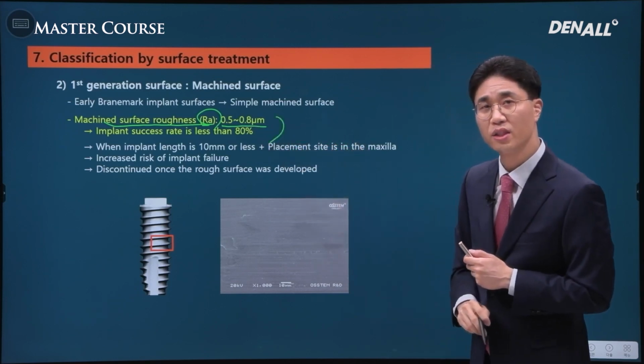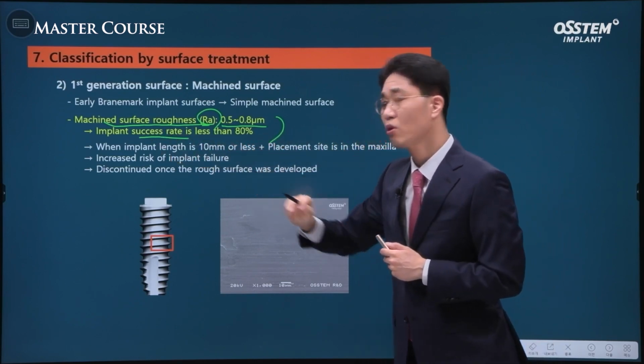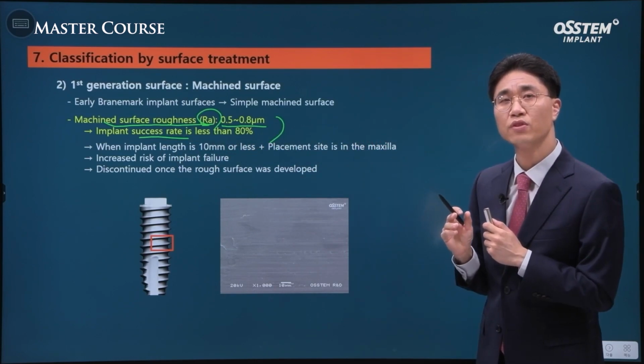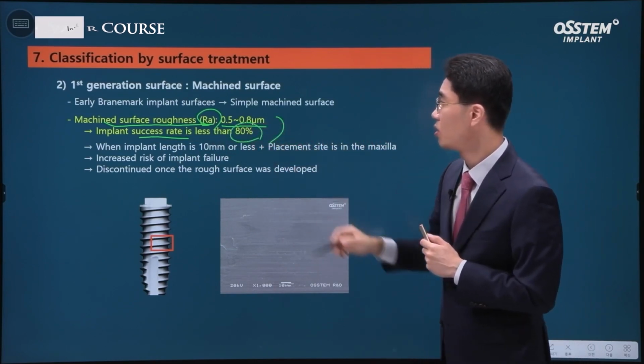Because it wasn't rough surface, the implant success rate, in other words osseointegration rate, was less than 80%. So it's lower than that of rough surface.